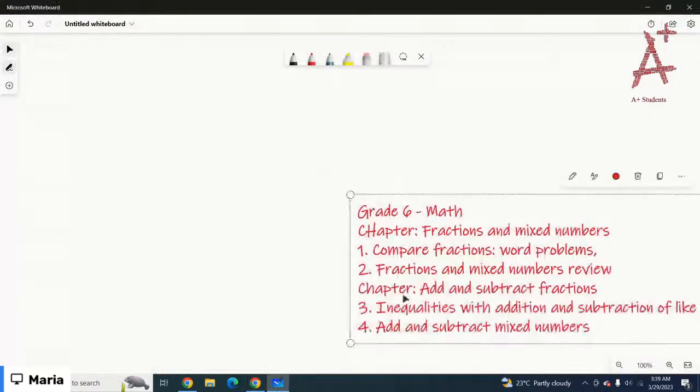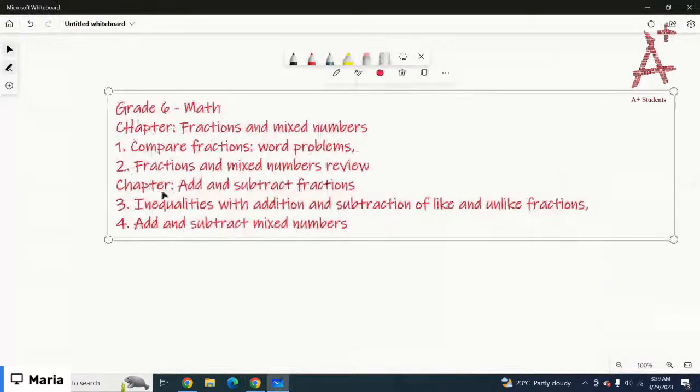So we're working on grade 6 maths. Lessons we have covered from the chapter fractions and mixed numbers are compare fractions, word problems, and fractions and mixed number review. Then we have started a new chapter, add and subtract fractions, and the lessons we have covered are inequalities with addition and subtraction of like and unlike fractions, and add and subtract mixed numbers.